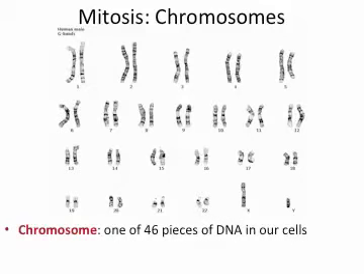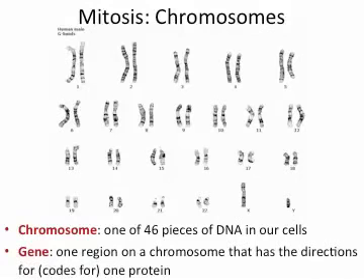So a chromosome then is just one of 46 pieces of DNA in our cells. Like in bacterial cells, their DNA is circular, so they just have one circular piece of DNA. But we have 46 pieces of DNA in our cells. And then a gene is just that region on a chromosome that has directions or codes for a single protein.